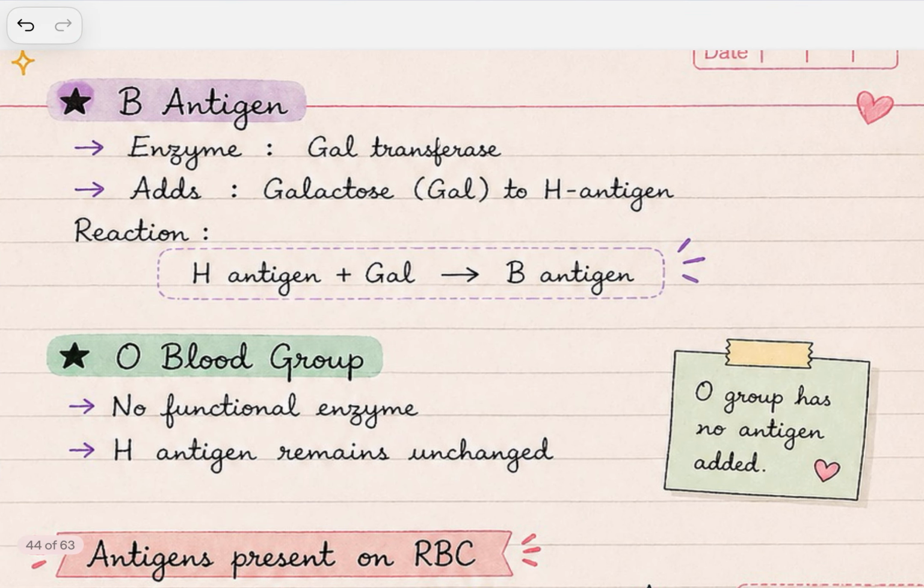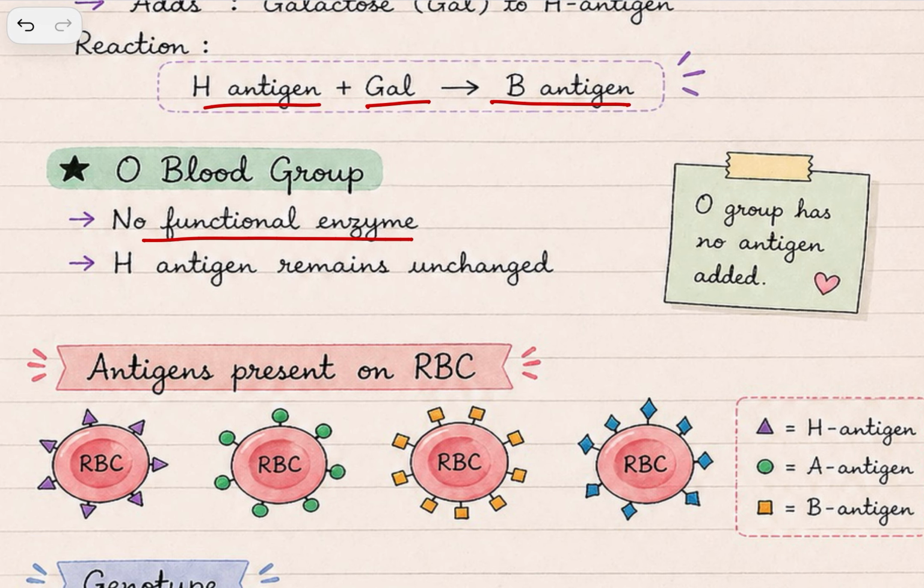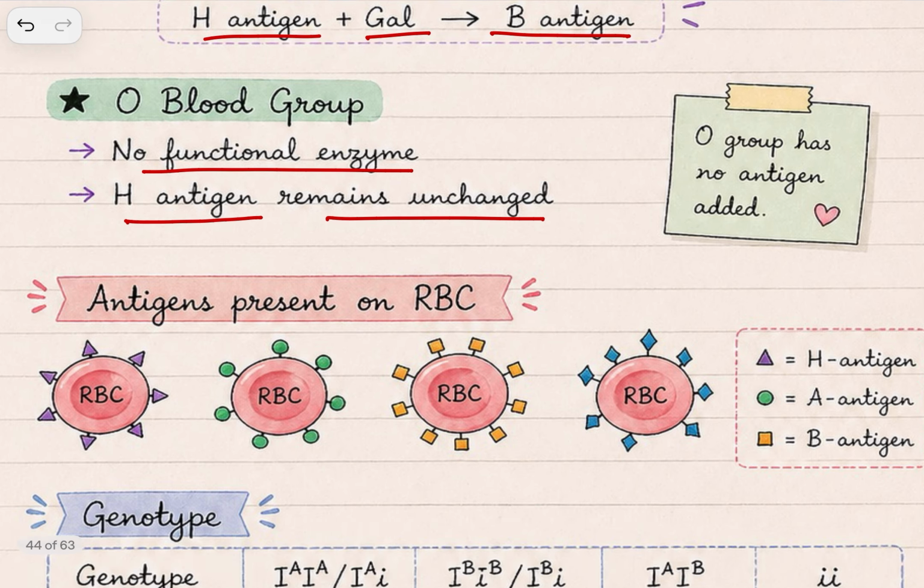Next one, formation of B antigen. Over here the enzyme required is galactose transferase. So H antigen along with galactose transferase leads to formation of B antigen. For O blood group, no functional enzyme is present and H antigen remains unchanged.